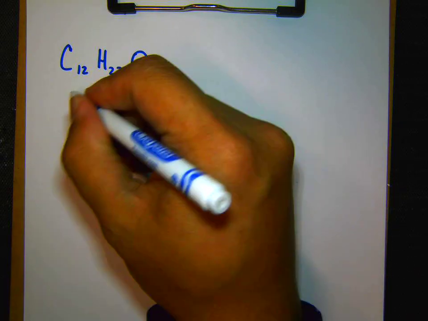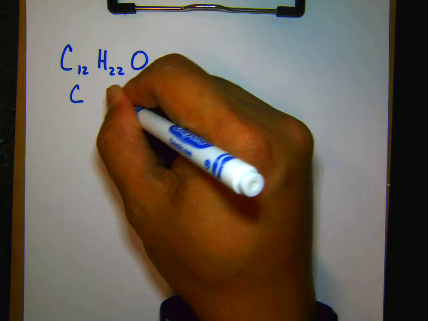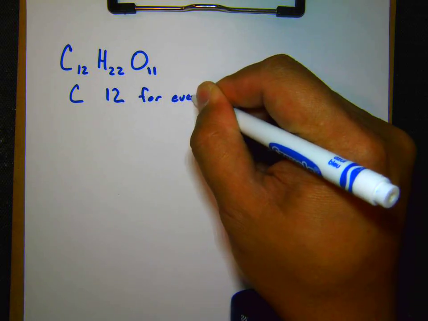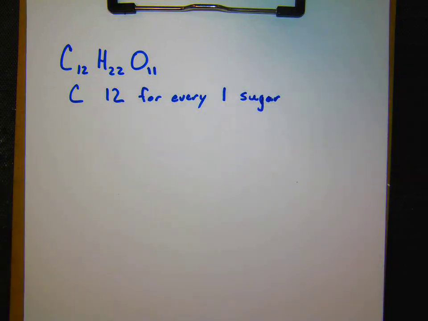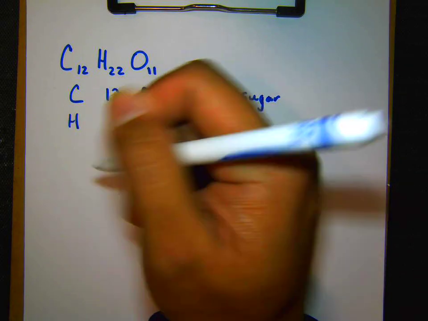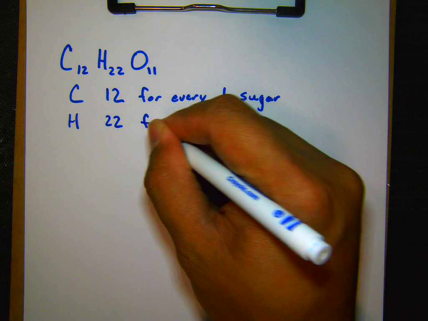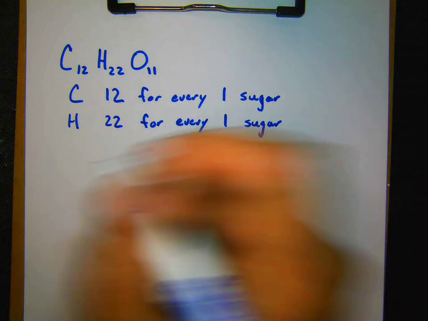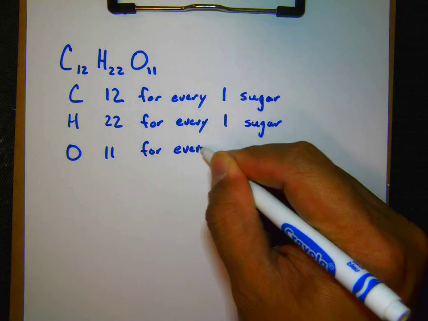All right, so carbon, right? How much carbon is in sugar? 12. So you're saying that there's 12 carbons for every one sugar. Okay? And we could do that for each one. Hydrogen. How many hydrogens are there in a sugar? 22. All right? For every one. And then oxygen, of course, would be 11 for every sugar.